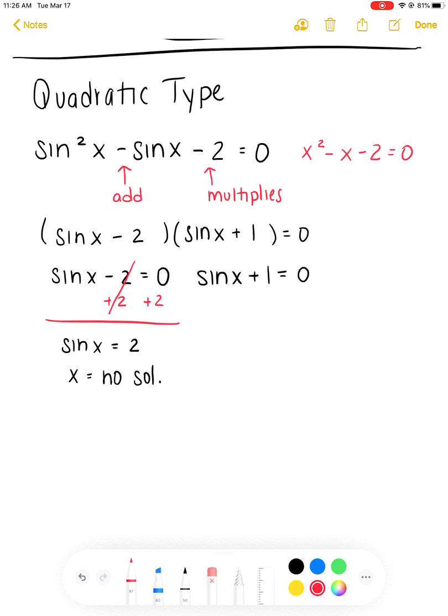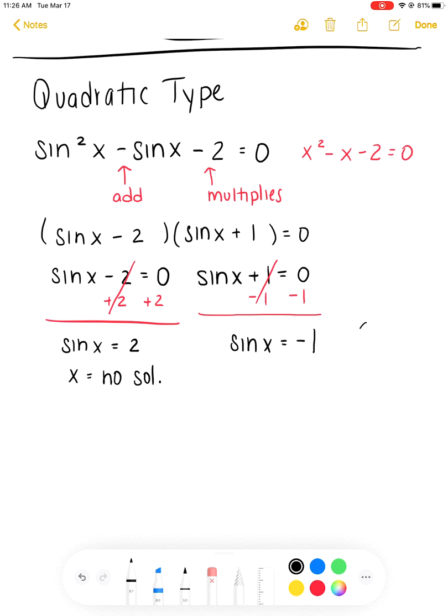Then I'm going to look at my other side. I'm going to subtract 1 here so I can get sine all by itself, because I remember that I always want to get the trig function isolated on one side. So now I have sine of x equals negative 1.